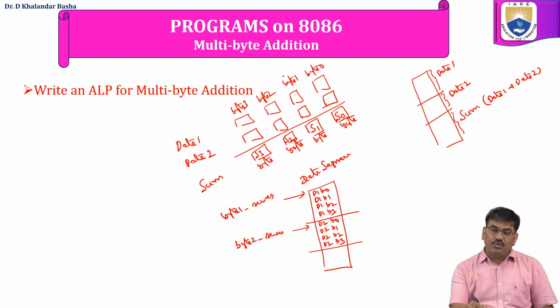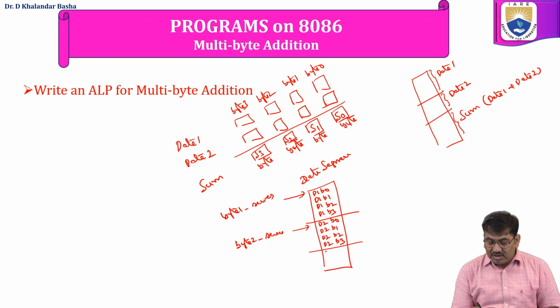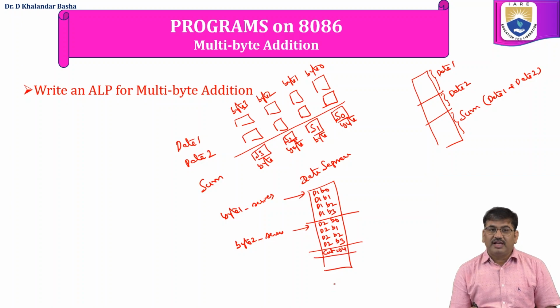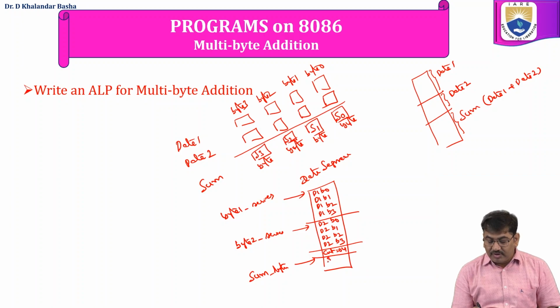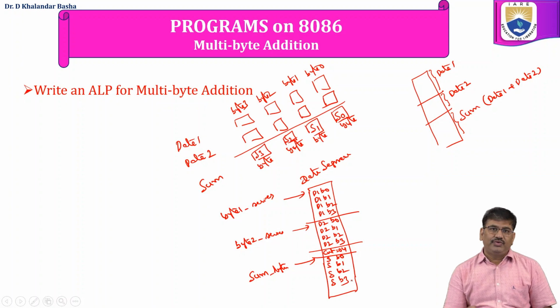As we are considering 4 bytes, the addition will be repeatedly executed 4 times. So for that we place a count, which is 4, in the next memory location. After that, the next memory location is for the sum, where we have sum of byte 0, sum of byte 1, sum of byte 2 and sum of byte 3. So this is the data segment which we are going to use in the program.